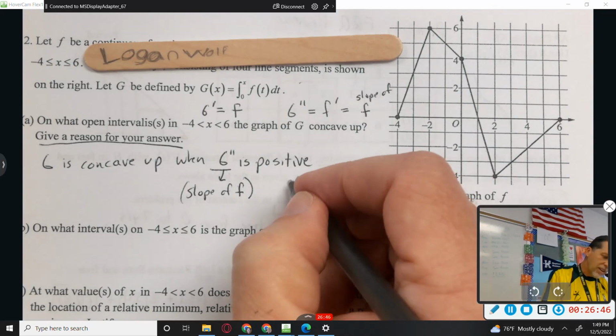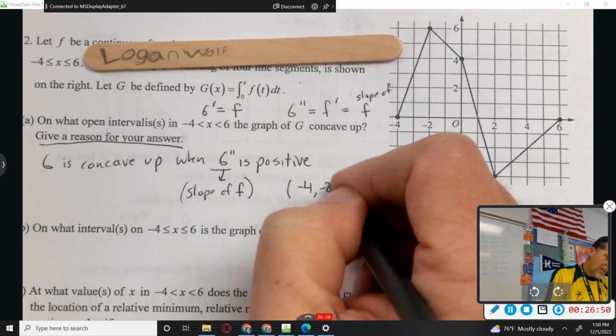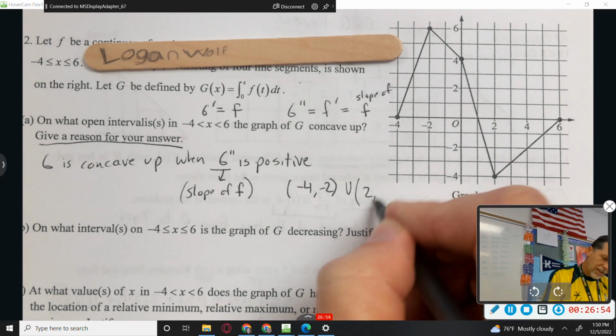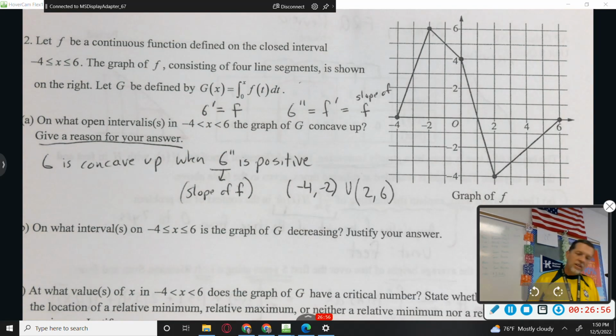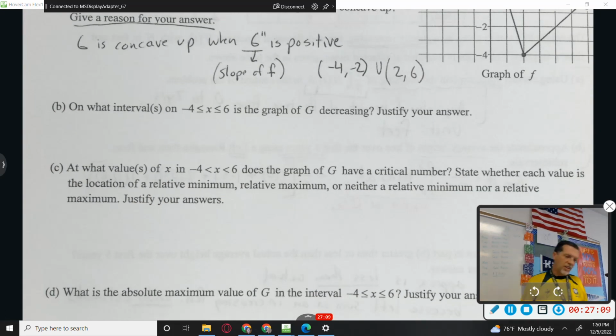Would it be from -4 to -2? I like that. Maybe from 2 to 6. Yes. So, more? No, that's it, right? Everywhere else, the slope is negative. That's good.